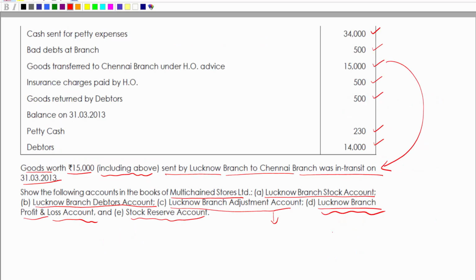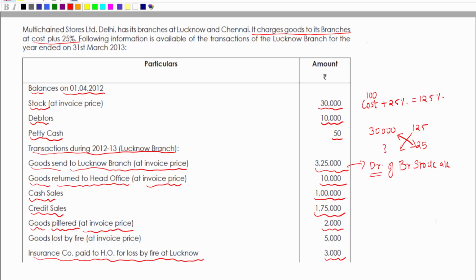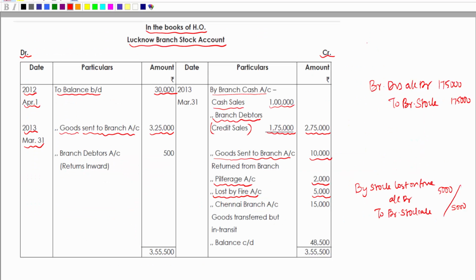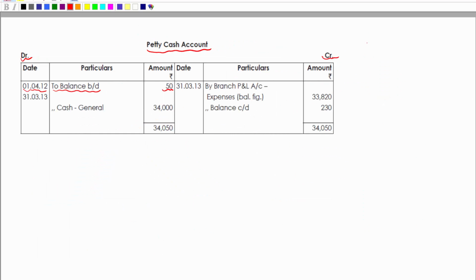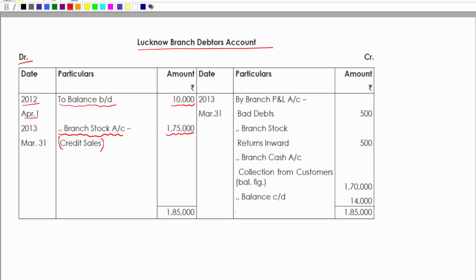We'll move on to next page. We have cash sent for petty expenses 34,000. Okay, it means HO has sent 34,000 cash. Already there is an opening balance of cash of 50. So now what we'll do, we'll go to petty cash account. We'll add to it cash sent 34,000. So the total cash available should be 34,050. Fine. Now let's see whether there are any other transactions and we'll come back.